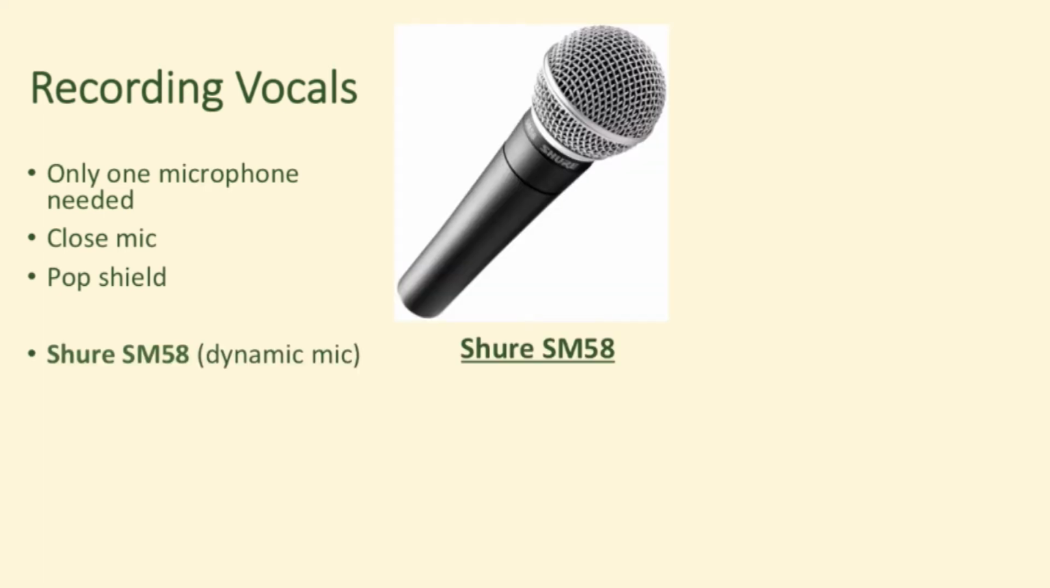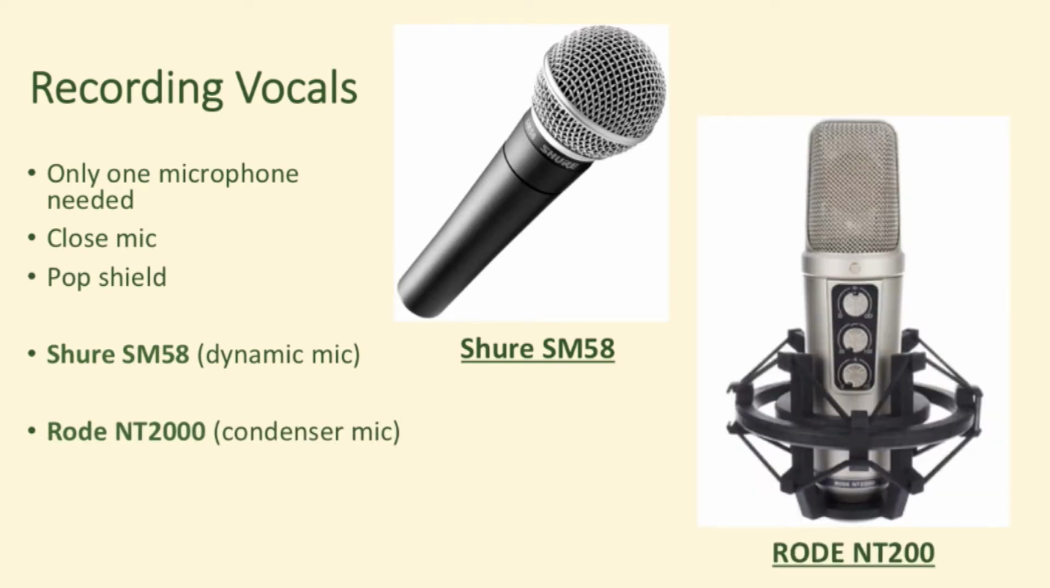When recording vocals, only one microphone is needed. That's a close mic because it's placed close to the sound source. We also use a pop shield, which we'll talk about later. A Shure SM58 dynamic microphone is the most popular microphone in the world. It's very robust, which means it's very difficult to damage, so it's used mostly for live performance. It can also be used in the studio. The Rode NT2000 condenser microphone is used just in the studio. A condenser microphone requires power to work.